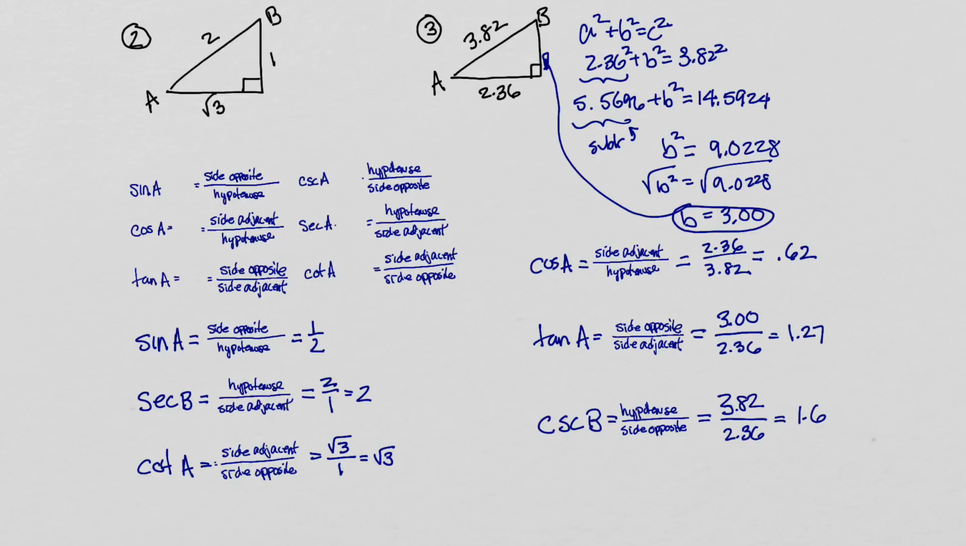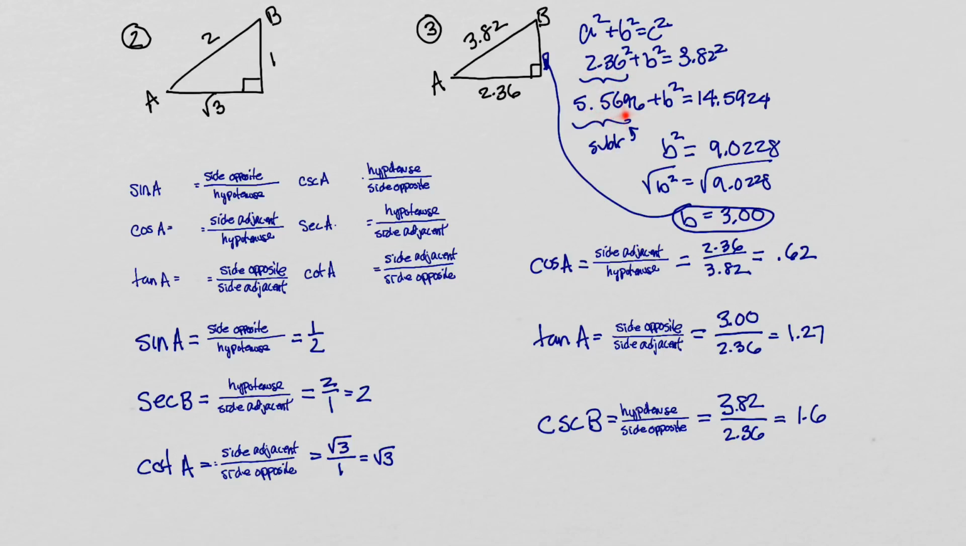And now here in problem 3, we're given this triangle. We're given that the hypotenuse is 3.82, and this side here is 2.36 units. But there's no side given here. This is blank, so we're going to have to find this. We can use the Pythagorean theorem, since we've got a right triangle: a squared plus b squared equals c squared. A leg squared plus a leg squared is hypotenuse squared. Here's a leg, 2.36, plus the unknown, maybe this is b right here, equal to 3.82 squared. I've just run through these kind of quickly.